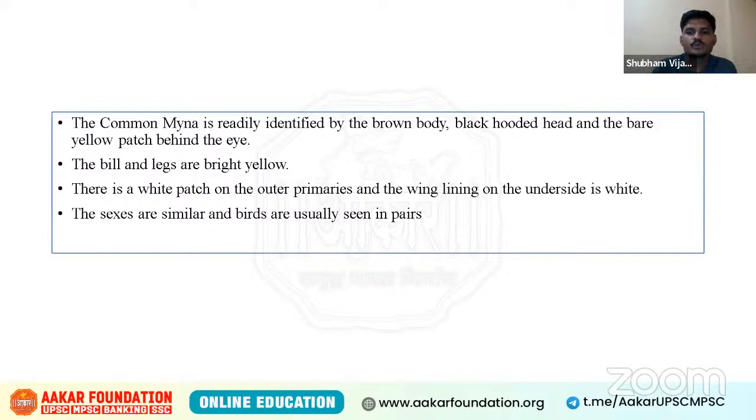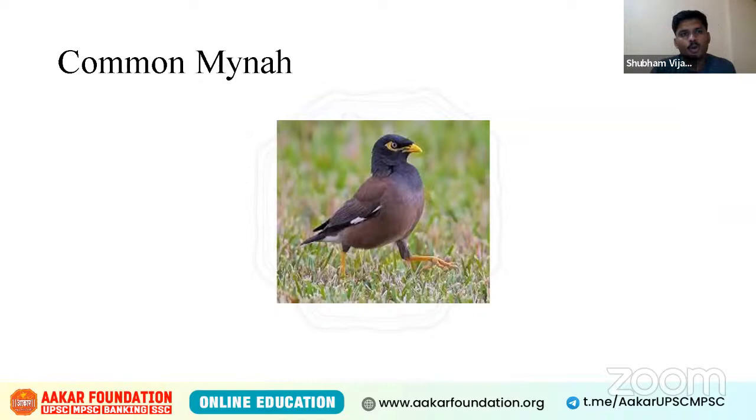Okay, this is the common mynah. Here you can see the bill and the area around the eye, it's a yellow color. Overall body is brownish color, and the area of the neck, it's black in color.